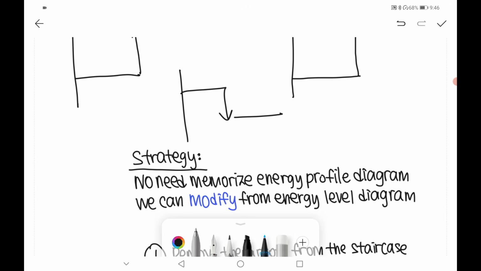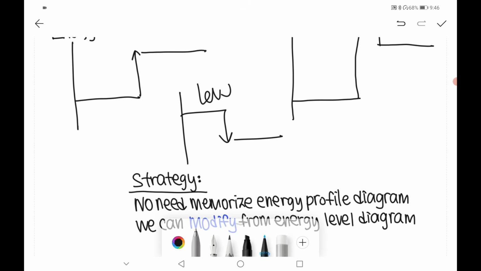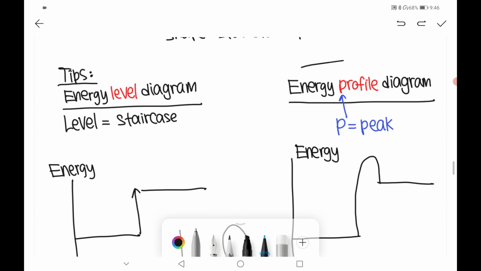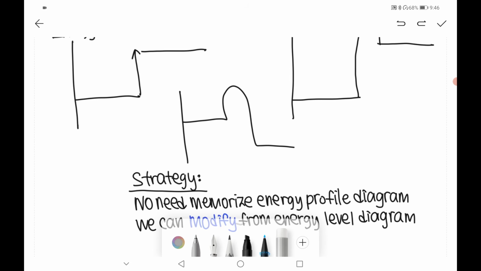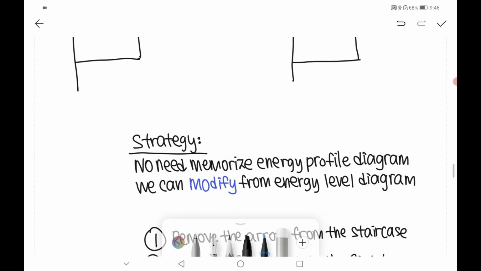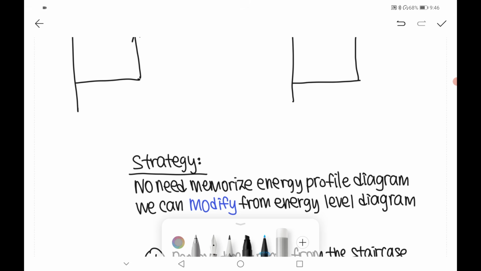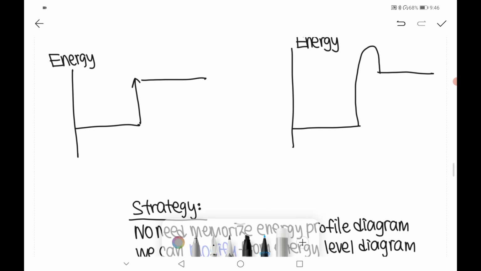something like this, this is an energy level diagram. But if in the picture you can see something like this, a small mountain, this is an energy profile diagram. So you must be able to see the difference between the energy level diagram and the energy profile diagram. You need to differentiate, because many students always mess up these two, they always confuse between these two.